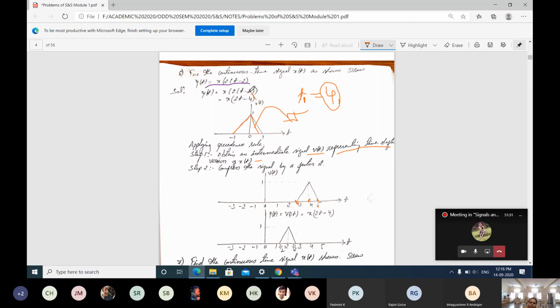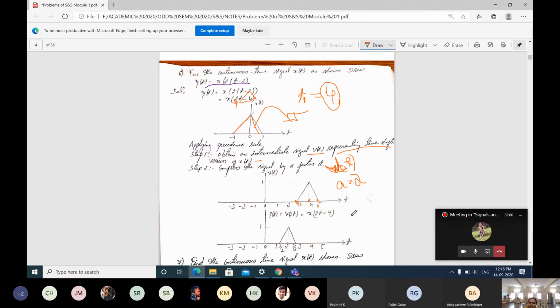Then what do you have to do? We finished this. Then we have to go for the scaling operation. How do you represent a scaling operation? We write it as x of at. Here, instead of x, we can take this as v of t, v of at. What is the scaling factor here? The scaling factor is 2. A is taken as 2.